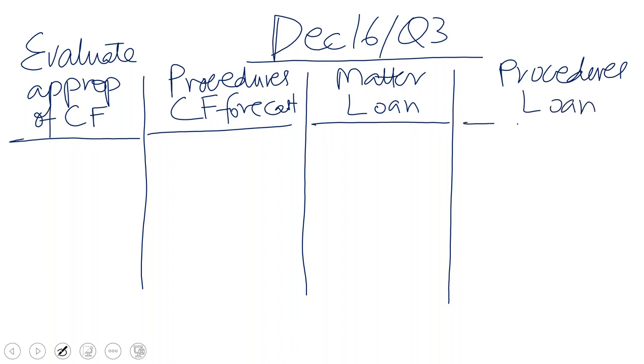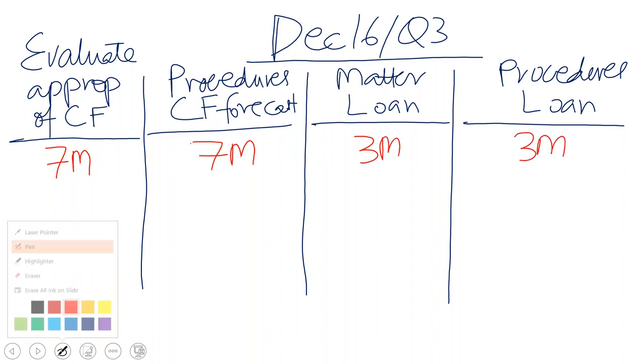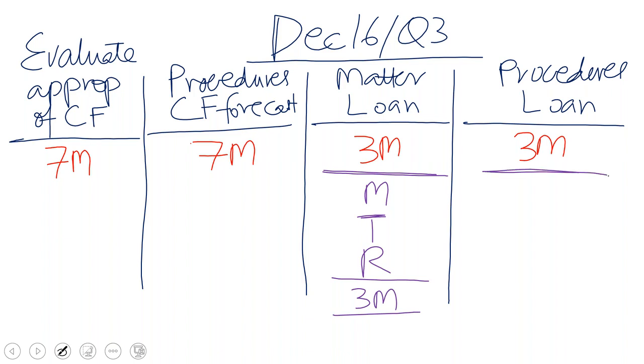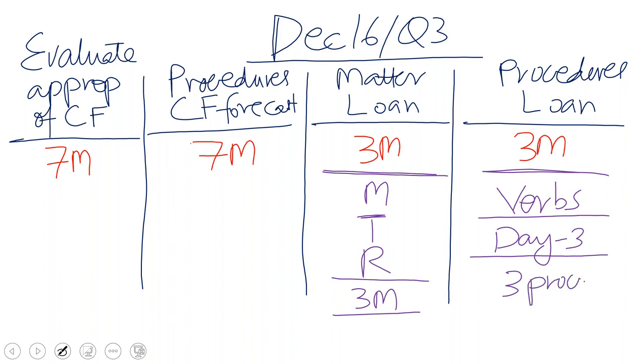Now see, I know how many marks to gain. Evaluate the appropriateness, I had 7 marks. Procedures on cash flow, I have 7 marks. Matters on loan, I have 3 marks. And procedures on loan, I have 3 marks. Now see the next thing. Matters on loan means M, T, R, and you get your 3 marks done. When writing procedures on loan, I can write procedures which start with verbs, and you know how to start procedures from day 3 yesterday. And how many procedures on loan do you have to make? You have to make 3 procedures on loan.